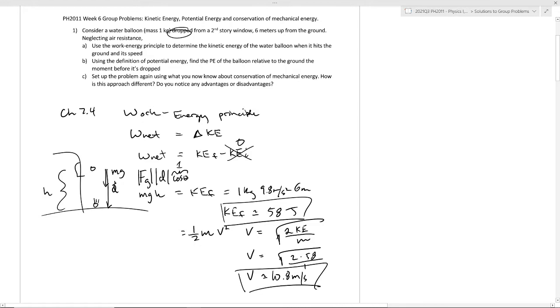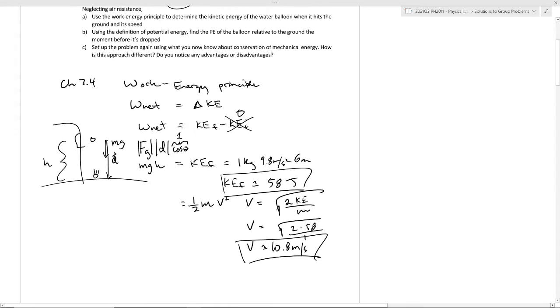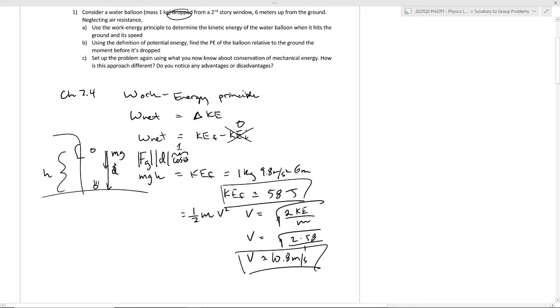Okay. The second part of this question asks us to use our definition for potential energy. So this was part A, now part B. The definition of potential energy is the negative work done by conservative forces. And the potential energy relative to the ground would be the work done by gravity to get from the ground to that initial height.